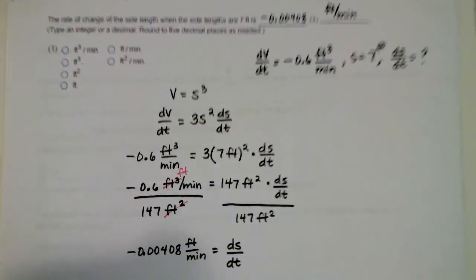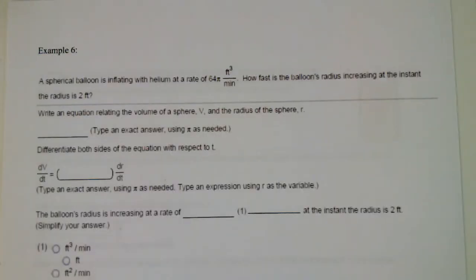All right, example 6. A spherical balloon is inflating with helium at a rate of 64 pi cubic feet per minute. How fast is the balloon's radius increasing at the instant the radius is 2 feet? So now we want to write an equation relating the volume of a sphere, which is V, and the radius of the sphere, which is R.